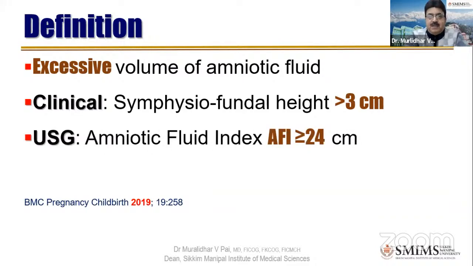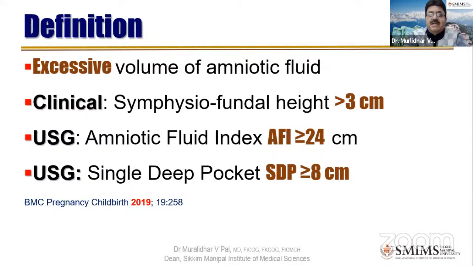Ultrasonically, there are 2 ways of looking at it. One is amniotic fluid index, popularly known as AFI, if it is equal to or more than 24 centimeters. The other way of looking at it is single deep pocket. Dr. Kuldeep calls it MVP, that is maximum vertical pocket. MVP reminds me of Muralidhar V pi, so I take SDP. If it is equal to or more than 8 centimeters, then we say it is polyhydramnios.